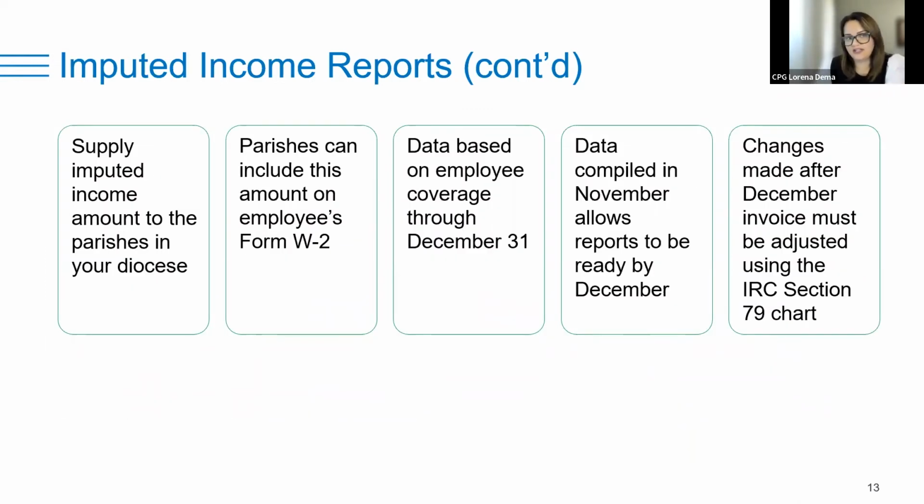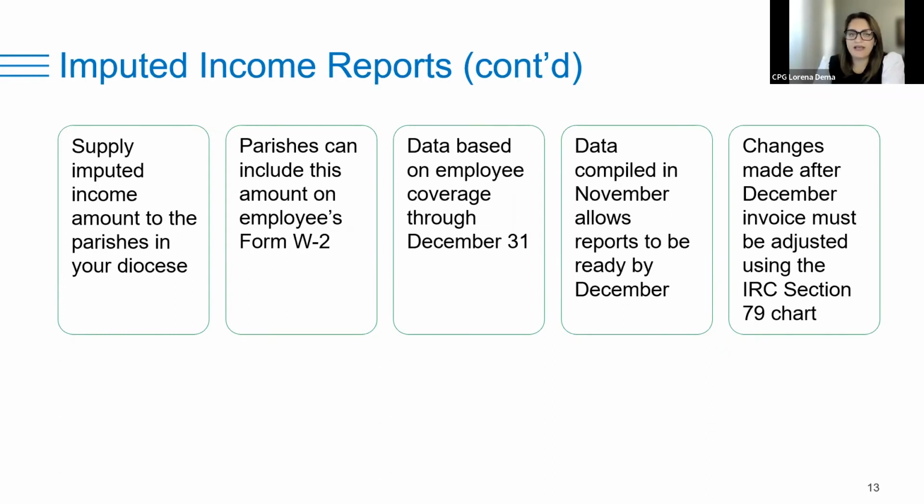Okay, so in a nutshell, as a reminder, please supply the imputed income amounts to the parishes in your diocese. So this report, I know that today it's not just diocesan administrators joining, it's also probably parish administrators. This report will be supplied to the diocese you are affiliated with, and then it's up to the diocesan administrator to distribute that report amongst the other parishes. Then parishes can include this amount in your employee's W-2.